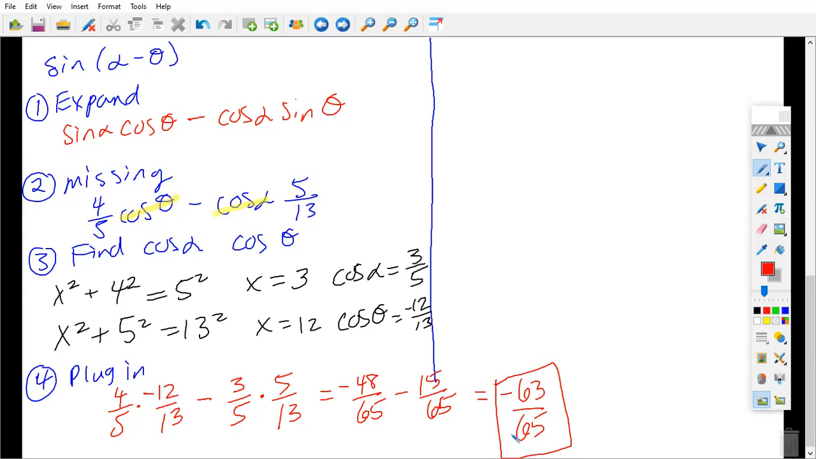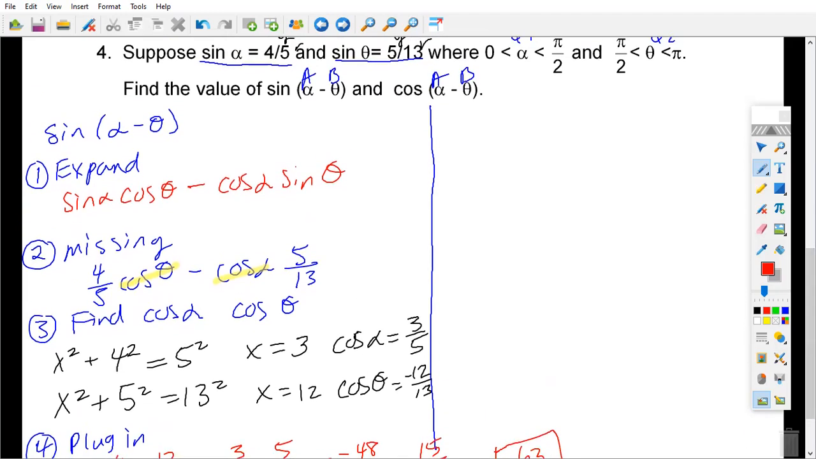Was it bad? So we did all of that for that one fraction, to get negative 63 over 65. Oh, because we gotta do cosine on the other side. I told y'all I messed up on formatting of your notes. No one wants to listen to me when I tell y'all my flaws.